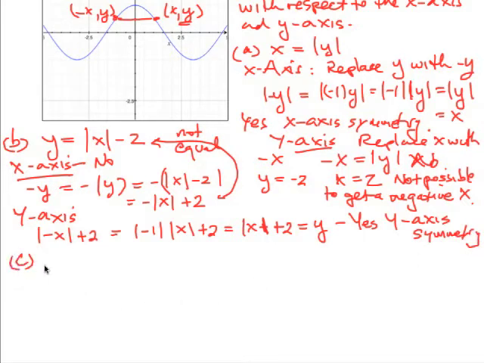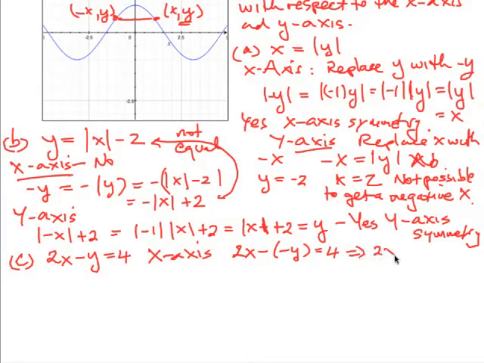All right, so let's do another one, part C. Let's suppose we have 2x minus y equals 4, for example. Now to do x-axis, if I replace y with negative y, that's going to be equal to 4. This implies we're saying that 2x plus y equals 4. And you can see that that is different, so no. 2x minus y equals 4 and 2x plus y equals 4 is not the same.